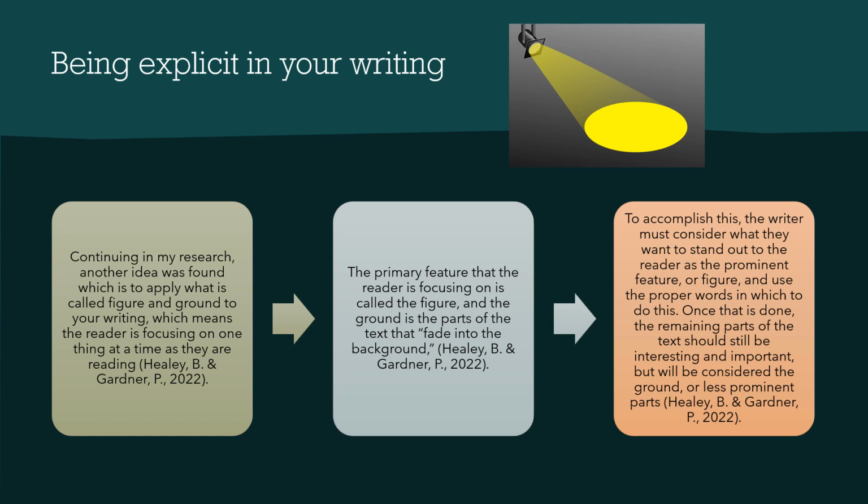To accomplish this, the writer must consider what they want to stand out to the reader as the prominent feature or figure, and use the proper words in which to do this. Once that is done, the remaining parts of the text should still be interesting and important, but will be considered the ground or less prominent parts.